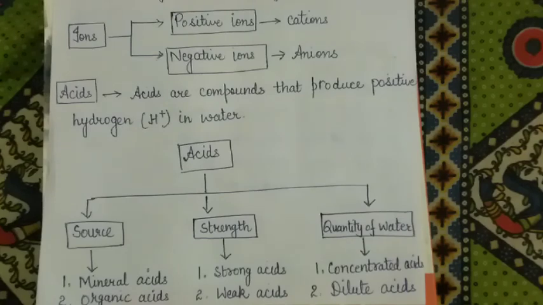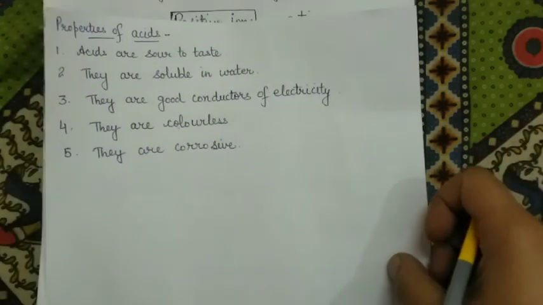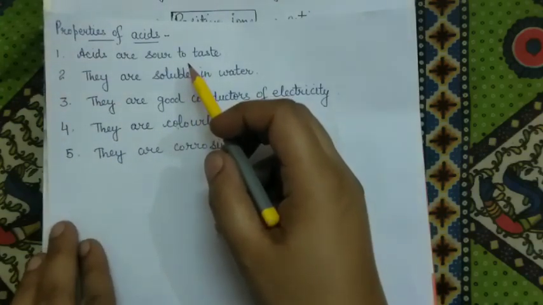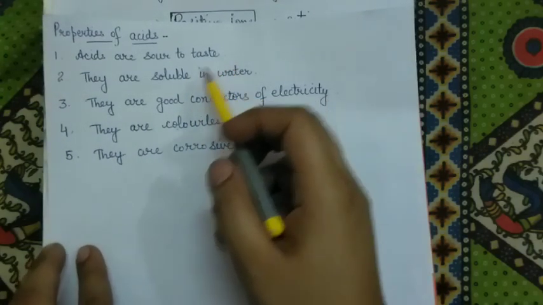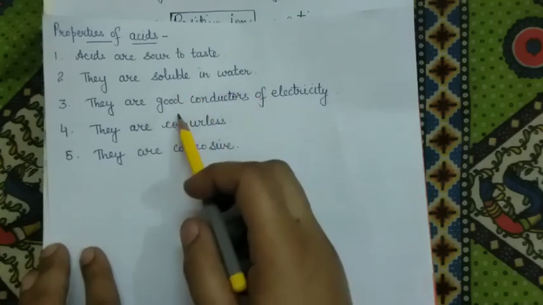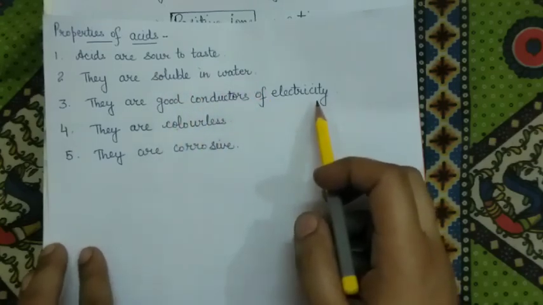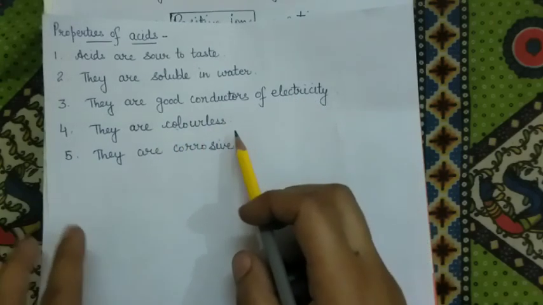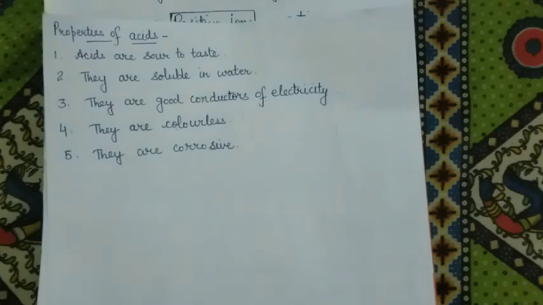Next we have to discuss the properties of acids. First, acids are sour to taste. They are soluble in water. They are good conductors of electricity, that means they conduct electricity. They are colorless. They are corrosive, that means they can cause skin burns.